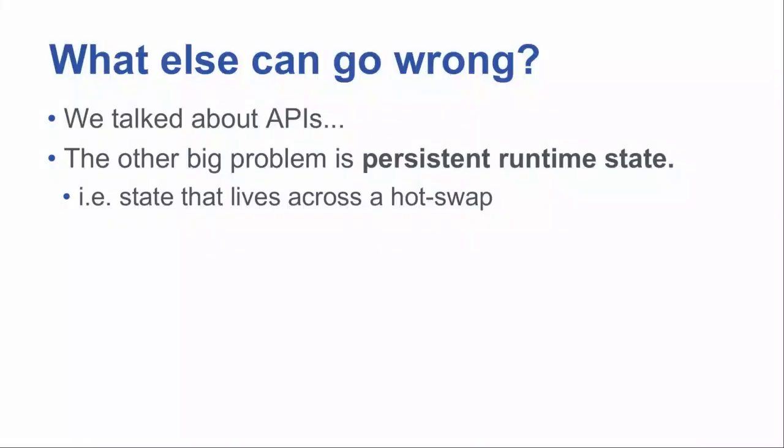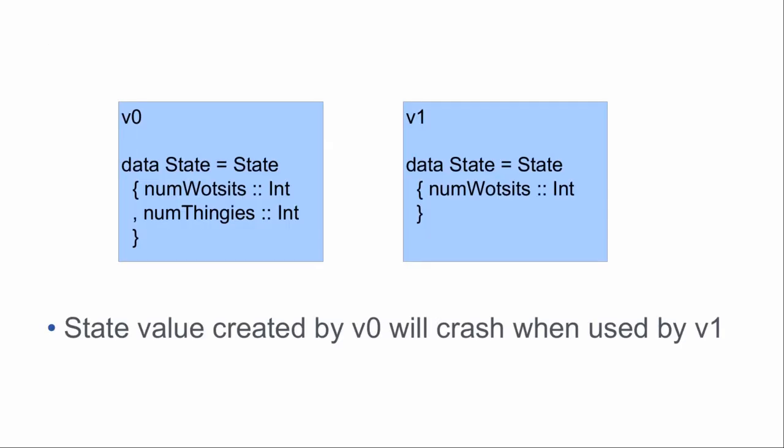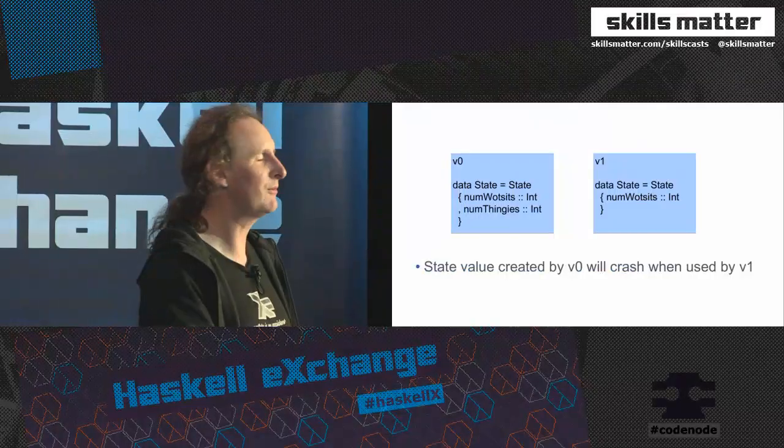So that was APIs. What else can go wrong? Well, I'm going to mention state. State is always a problem, right? What about state that lives across a hot swap? Imagine that you've got some state, so this is v0 here. Our state type has a couple of things in it. And maybe in v1, we change the state and remove one of the fields. So what will go wrong?